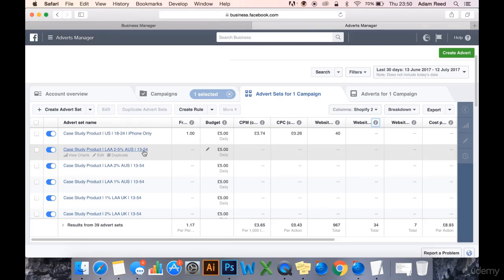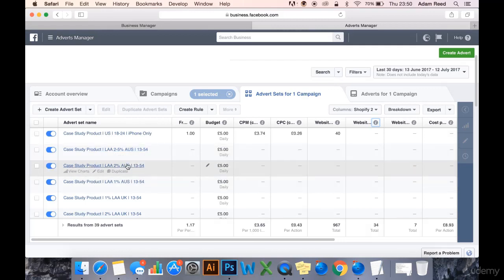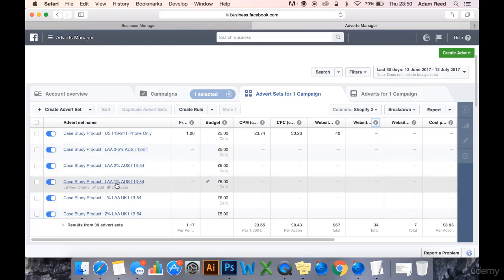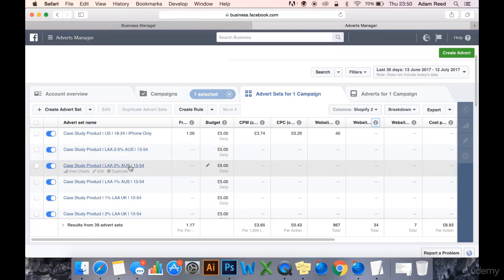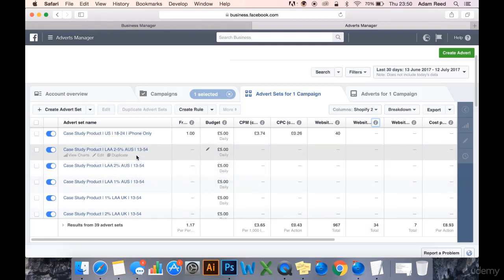Now, one thing I'm questioning is, instead of just iPhone, I've opened these up to all devices, and I'm wondering whether this is going to affect my CPP. And I am in fact actually considering duplicating all of the lookalikes to iPhone only. I'm in two minds about it. I may do it. We'll see further into the case study what happens. It may be a case where I actually do duplicate these and I make them all iPhone only. But we'll see how these go for now. If they're profitable, then we'll leave it.